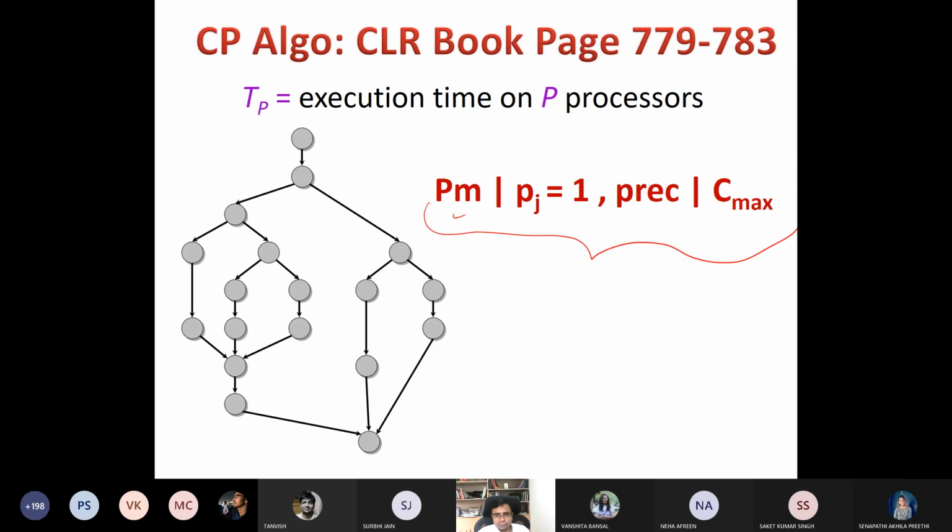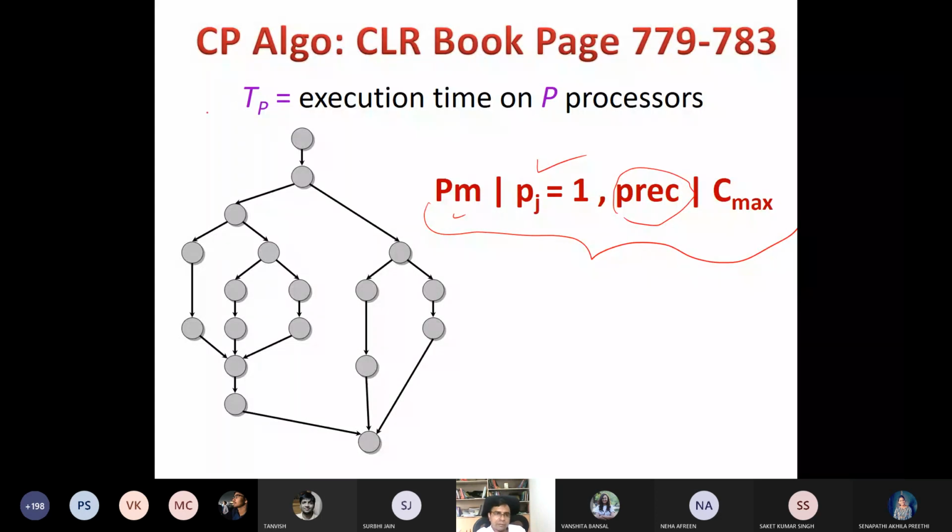Okay, so this is a standard. I have taken it from the standard text, so this is nothing to worry about. You can go and read this from your algorithm book. Suppose there is a DAG with a general precedence constraint. All the tasks' execution time Pj is equal to 1. So in this case, the execution time of all tasks is 1.